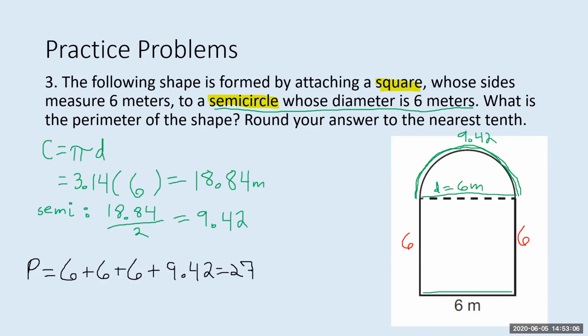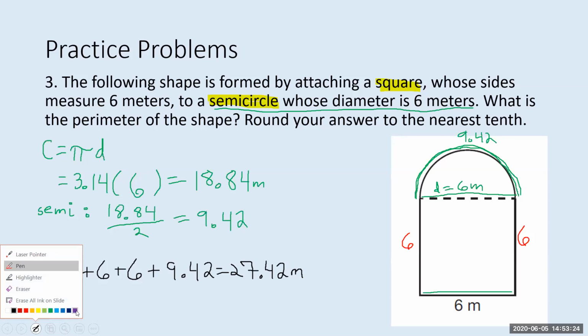So is that our final answer? Well, no. Our final answer is not 27.42 meters because the directions in the question say round your answer to the nearest tenth. That's what the question tells us to do. So that means right now this number is going out to the hundredths place, right? We've got our decimal point, and then we've got the tenths place, and then the hundredths place. So when it says round to the nearest tenth, that means we want our number to stop at the tenths place. We don't care really about any information past that.